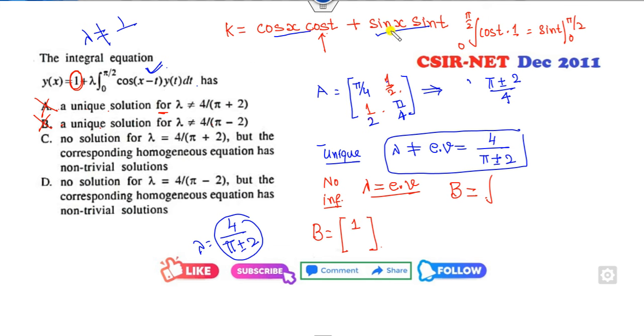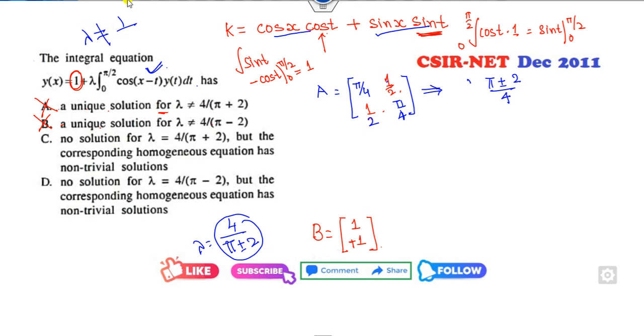Second value, it is sine of t. What is the integration of the sine? Minus cos of t from 0 to pi by 2. So when you substitute pi by 2, it is 0 minus minus 1, so plus 1. So B will be 1, 1.